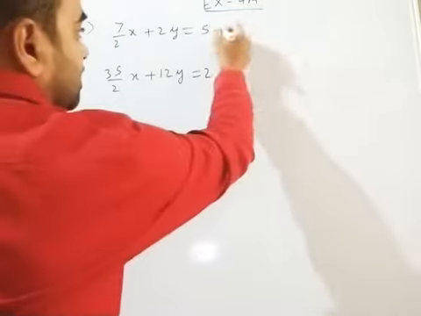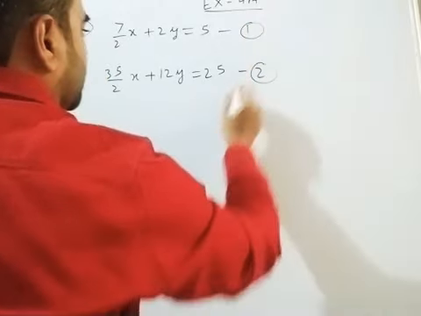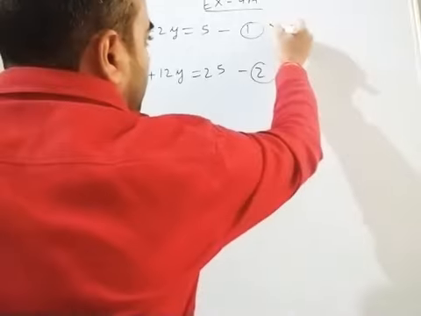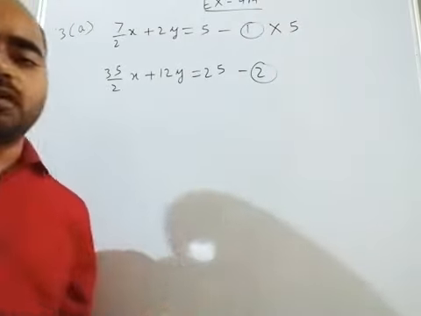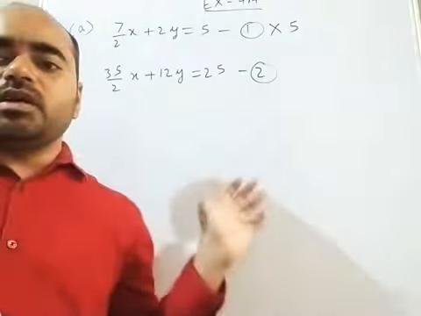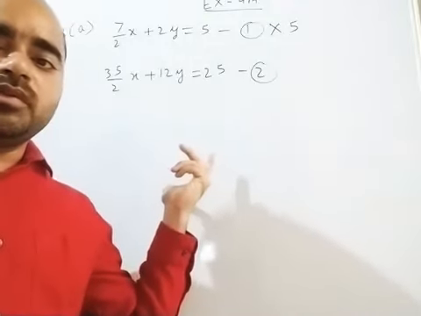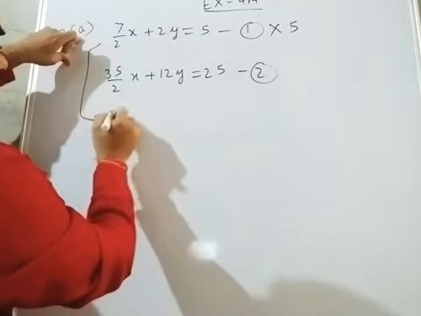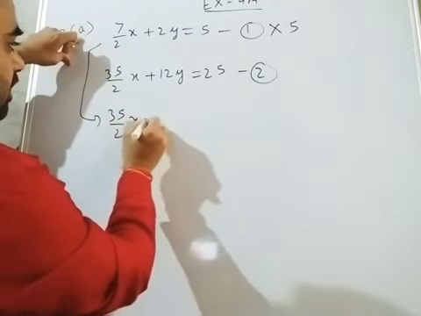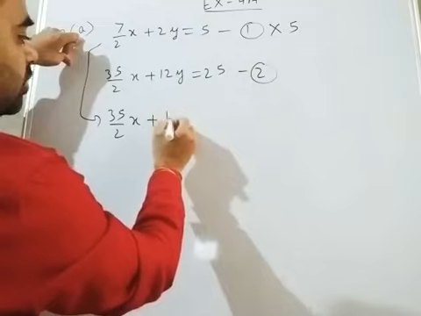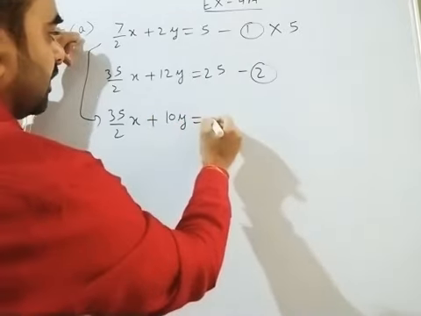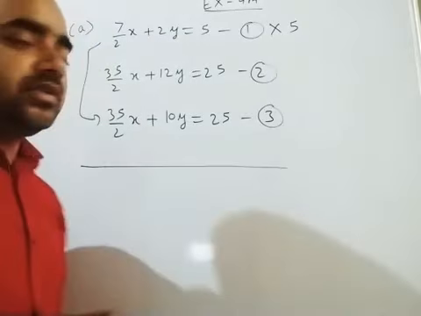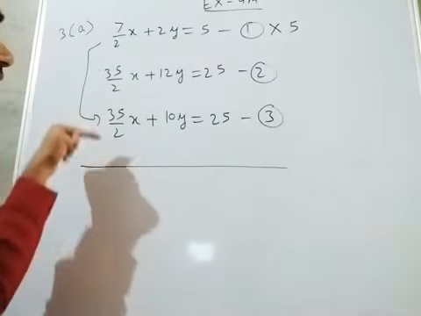Suppose this is equation 1, this is equation 2. Now I am going to equate the coefficients of x. It means I will multiply by 5. I will multiply the whole equation 1 by 5, and equation 2 will remain the same. Then this will become 35 by 2x plus 2 into 5, 10y, and 5 into 5, that is 25. Understood?